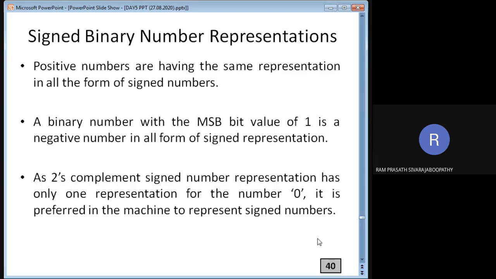Fine. As 2's complement signed number has only one representation for the number 0, it is preferred in machines to represent the signed number.